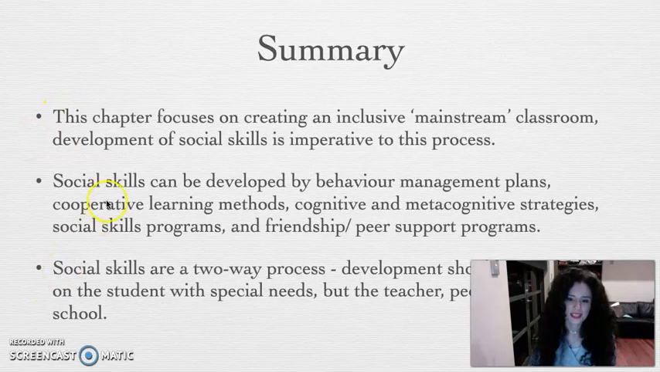In summary, this chapter focuses on creating an inclusive mainstream classroom. Developing social skills is really imperative to this process. Social skills can be developed by behaviour management plans, cooperative learning methods, cognitive and metacognitive strategies, social skills programs, and friendship or peer support programs. Social skills are really a two-way process. Development should not only focus on the student with special needs, but the teacher, peers, and the whole school.